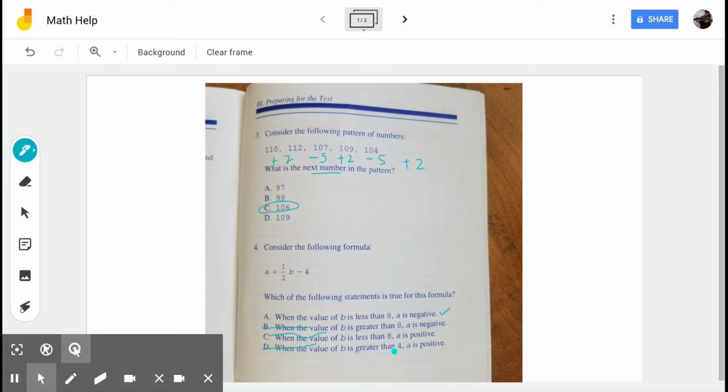But for the example that we used, if B is 6, which is greater than 4, A was negative, so it's not always true, which is why I'm going to choose A.